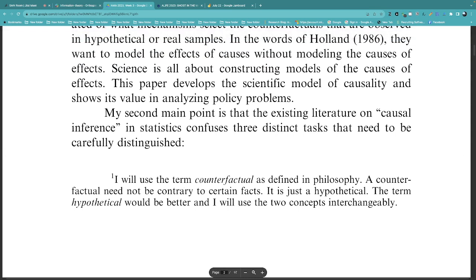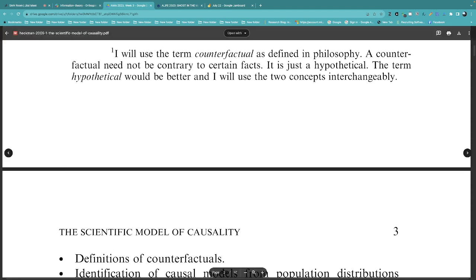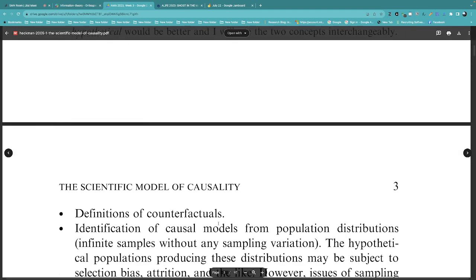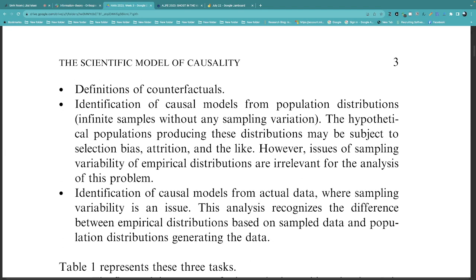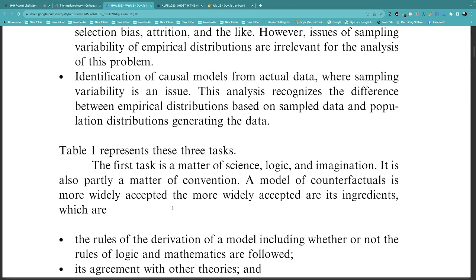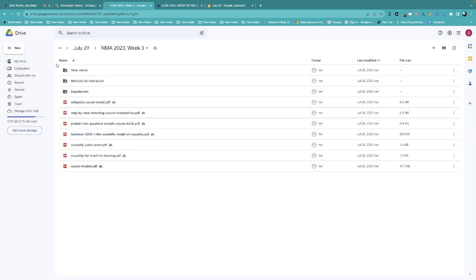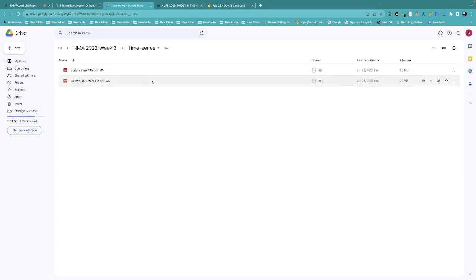So the term counterfactual is taken from the philosophical definition. Hypothetical is also basically the same thing. So you have these hypothetical scenarios that you compare with the scenario you're measuring, just to make sure that you're on the right track. So they go through a lot of things here. The rest of the things I'm going to go over very briefly are interesting, but they're not central to the idea.